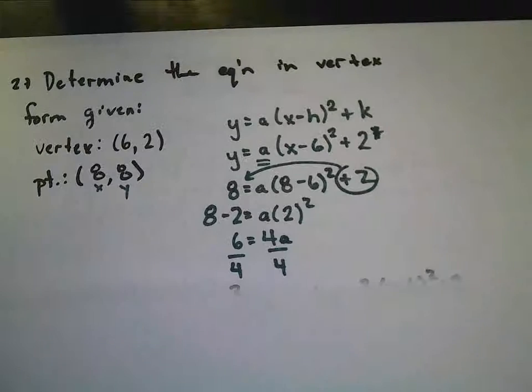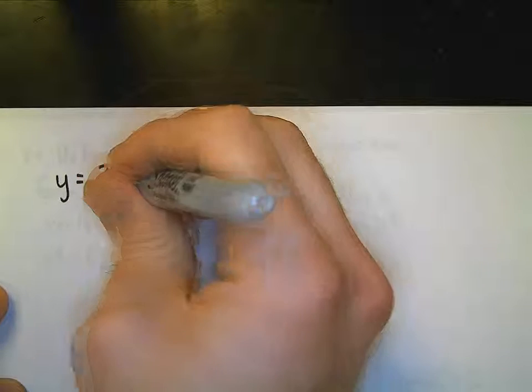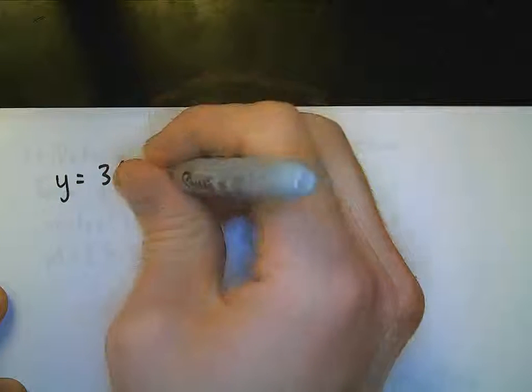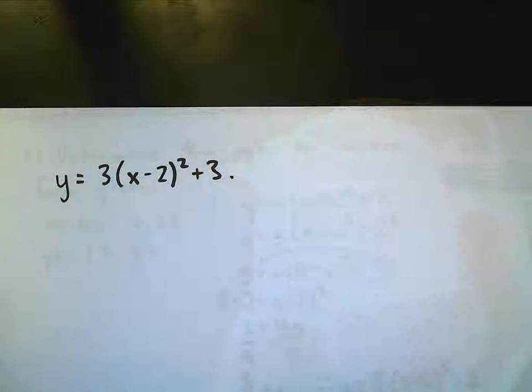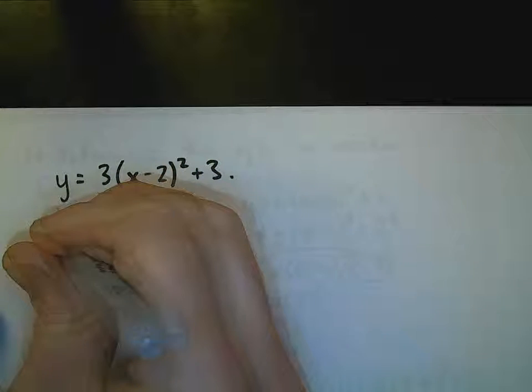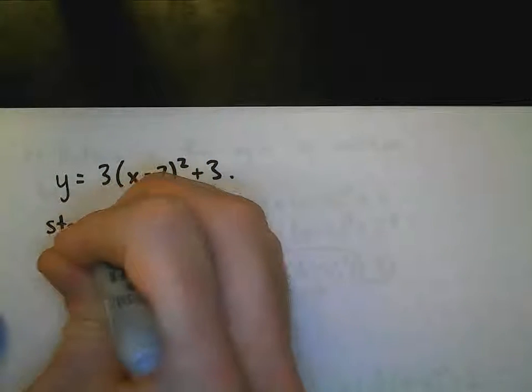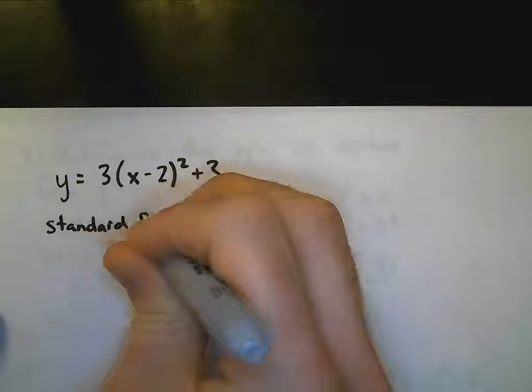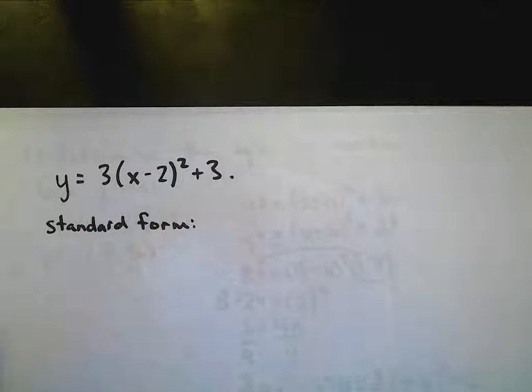What if I have, say, in vertex form, y equals 3(x minus 2) squared plus 3. How would we write this in standard form?